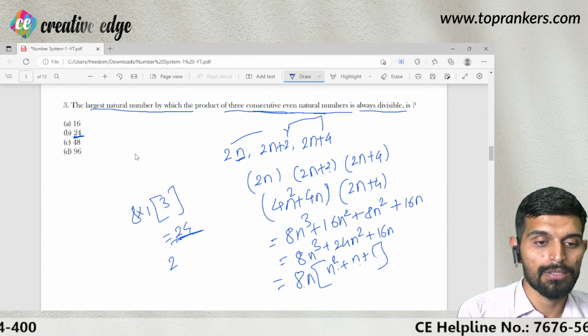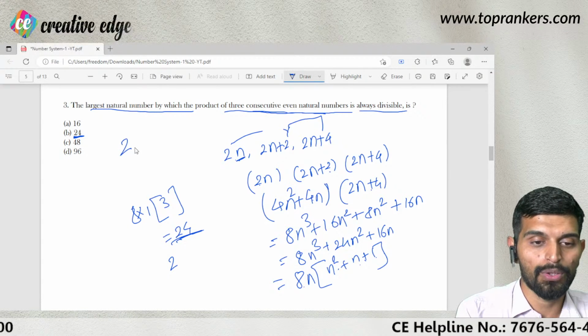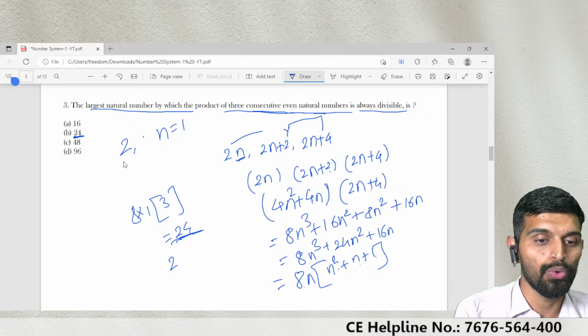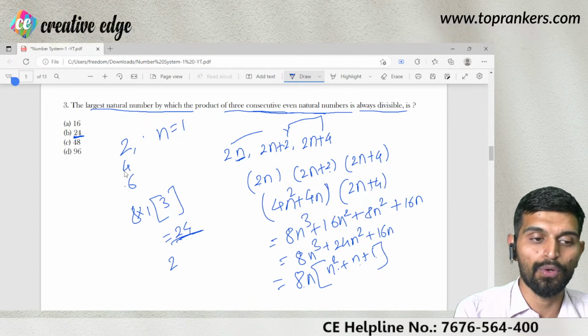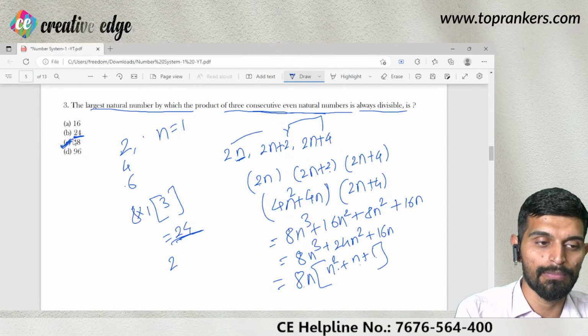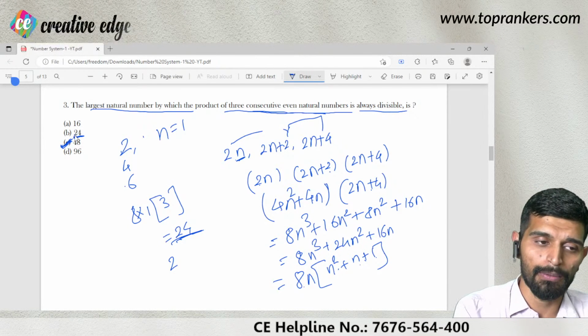Then let us say we have 2. If we keep n equal to 1, we have 2, 4, and 6. 6 into 4, 24 into 2, 48. So the maximum or the largest number will be 48. The minimum number is 24.